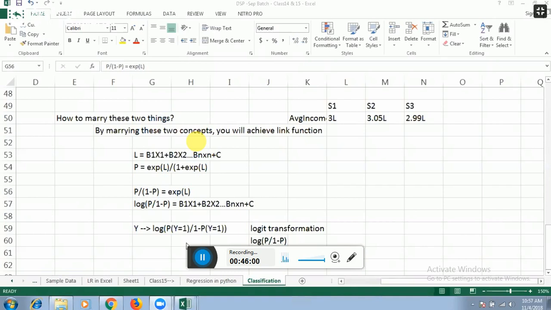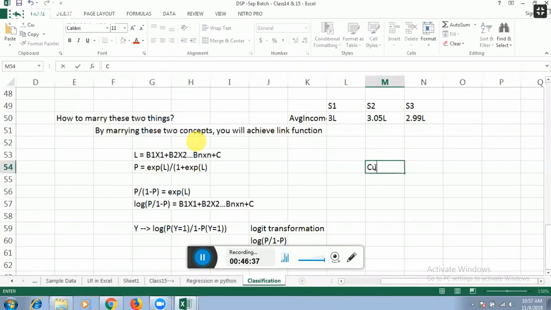So I'm saying that end of the day, I need to marry these two concepts. I need to achieve this relationship. If I want to achieve the relationship, I need to convert your y into log of p by 1 minus p. So what is that log of p by 1 minus p in terms of the conversion perspective? The p is nothing but the probability of y equal to 1. Okay, p is the probability of y equals to 1. Correct. So indirectly, let me explain this one.